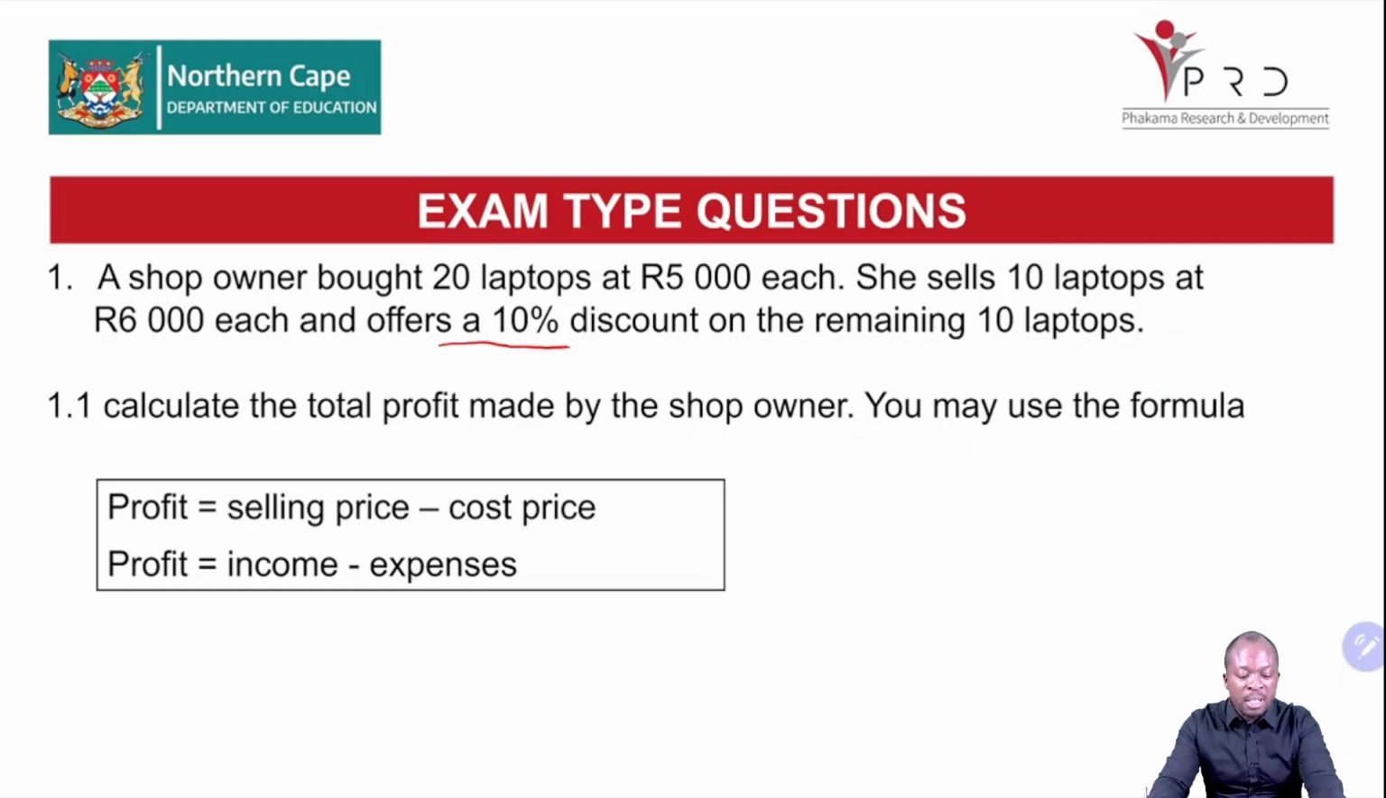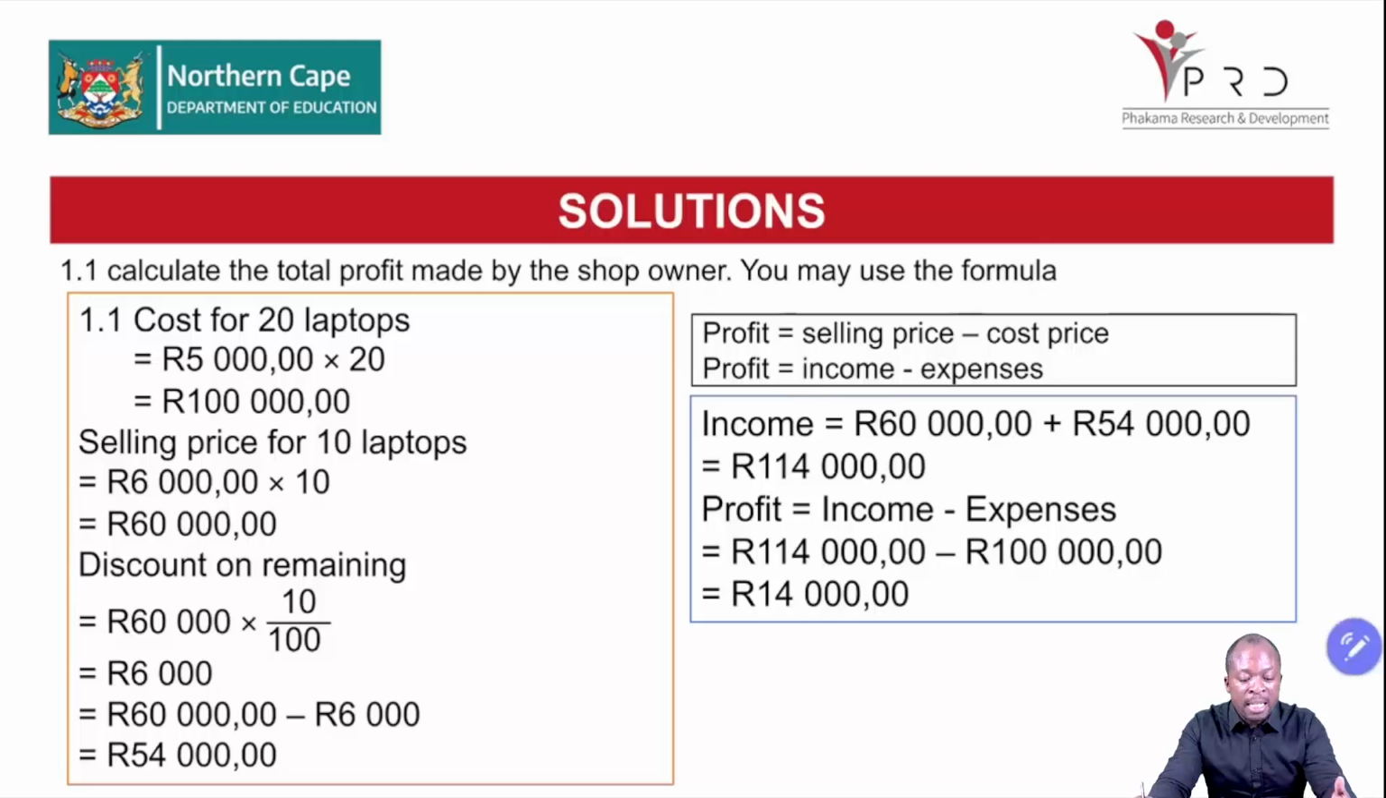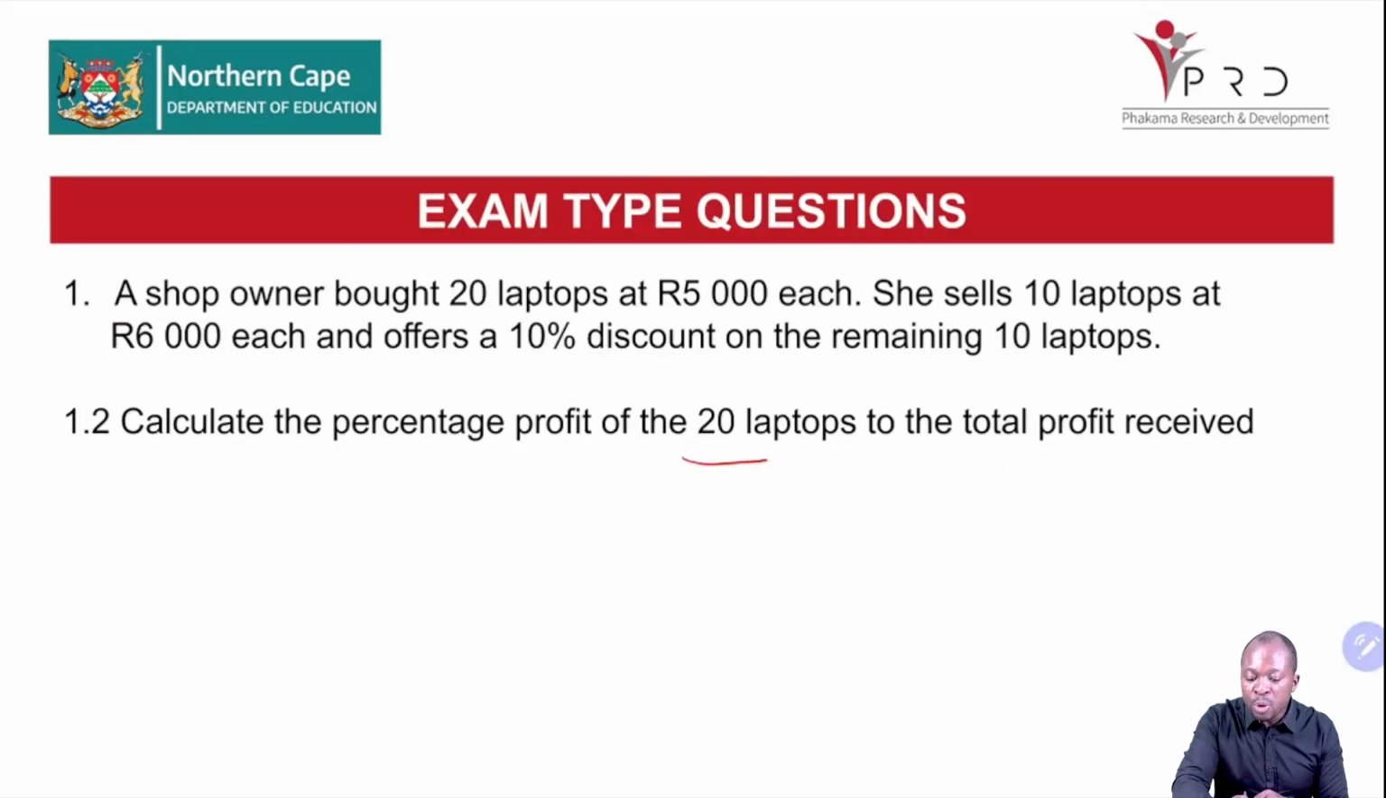So the first one says we must calculate the total profit made by the shop owner. Then they gave us a formula to use. Profit is selling price minus cost price. Profit is also income minus expenses. How do we do this? We will just work around it now. Number 1.2, calculate the percentage profit. So you see here, they give us the formula. Let's go back. Calculate the percentage profit of the 20 laptops to the total profit received.